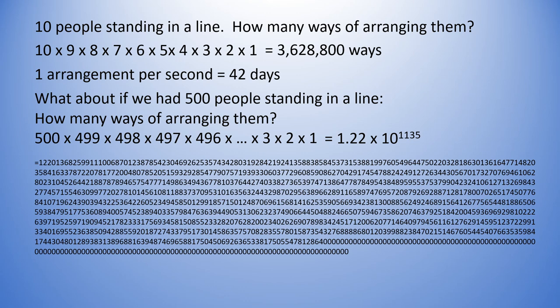With 10 people, 42 days. With that many people, if you looked at 1 per second, well, the age of the universe is roughly 4.32 times 10 to the 17 seconds. This is 10 to the 1135. Absolutely enormous. It would take many, many, many times the age of the universe to look at just 500 people standing in a line.